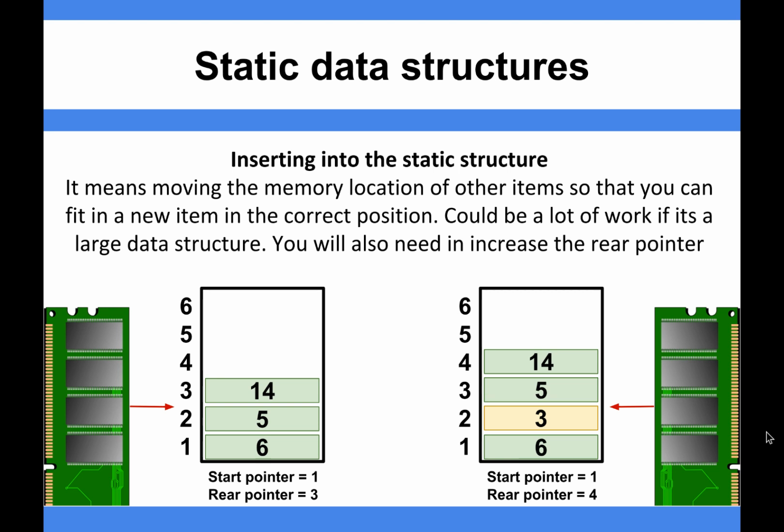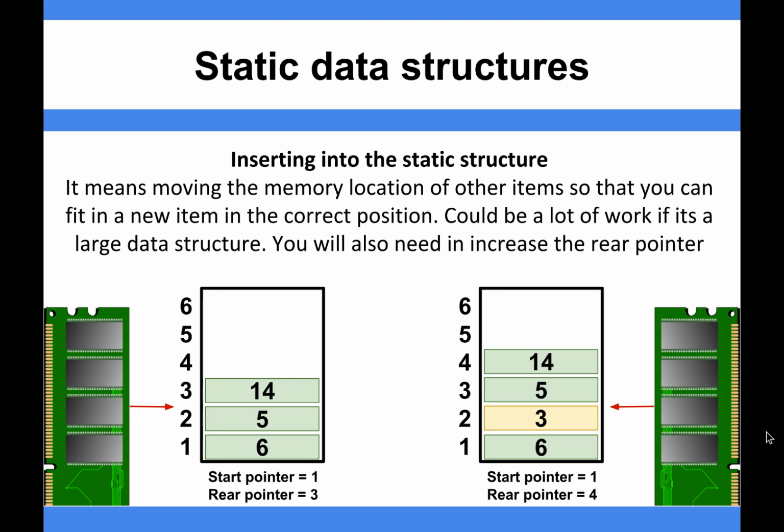So let's say here we've got a start pointer of 1 and rear pointer of 3. Our same ones are in. We want to insert the number 3 at position 2. What we need to do is shuffle 14 back from memory location 3 to 4, and what's in 2 back to 3, insert our new item into position 2 where we wanted it, and increase the rear pointer to 4 because that's now included in the data structure. And that's how you insert into the static data structure.